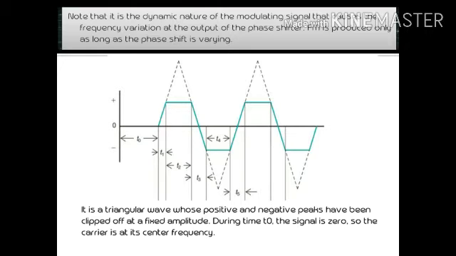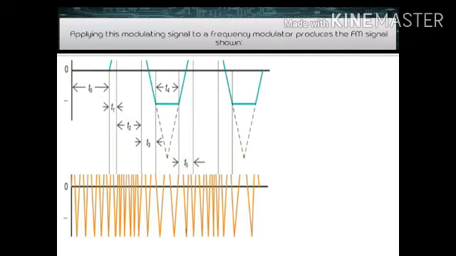When the modulating signal goes negative, the phase shift becomes leading. This causes the carrier wave to be effectively speeded up or compressed. The result is as if the carrier frequency had been increased. Applying this modulating signal to a frequency modulator produces the FM signal, shown in this illustration.